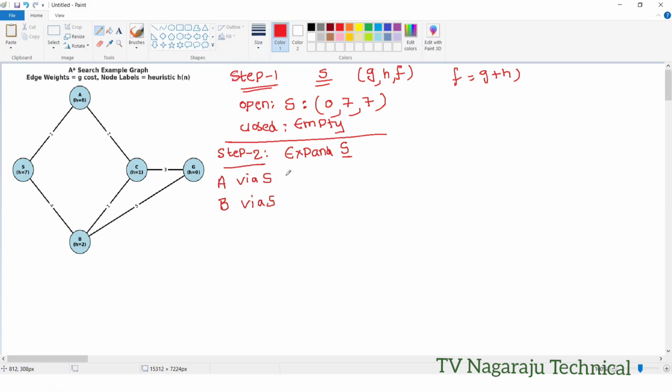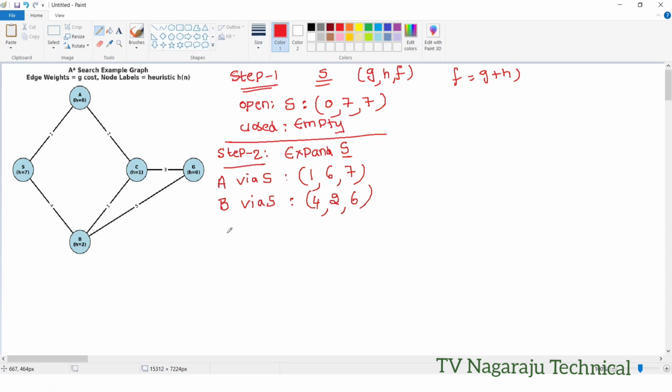Now what is the value of node A? From the starting node to A, the distance is 1, that is the G value. The heuristic of A is equal to 6, and the sum is 1 plus 6, 7. Now B, S to B, the distance is 4 and the heuristic value is equal to 2, 4 plus 2, 6. So these are the two.